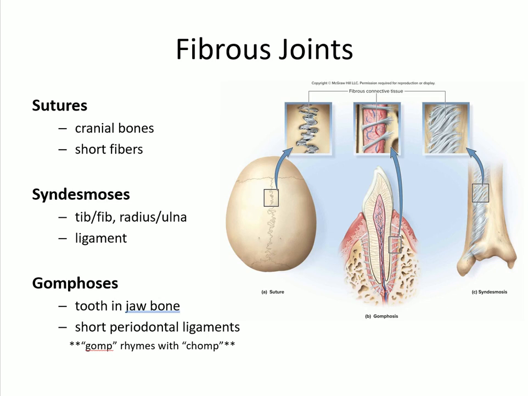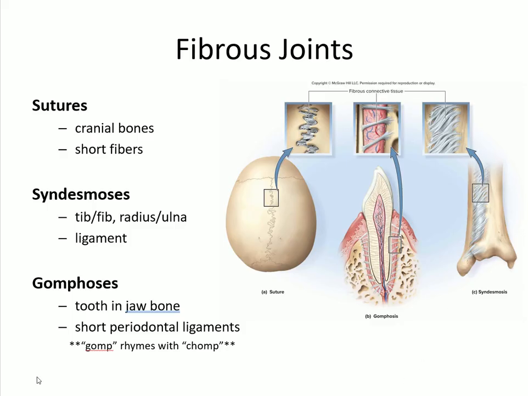Syndesmoses, so that's, think tibia to fibula. It's the long ligament that keeps those two together. It prevents them from separating. So see over here. So those are those fibrous tissues.